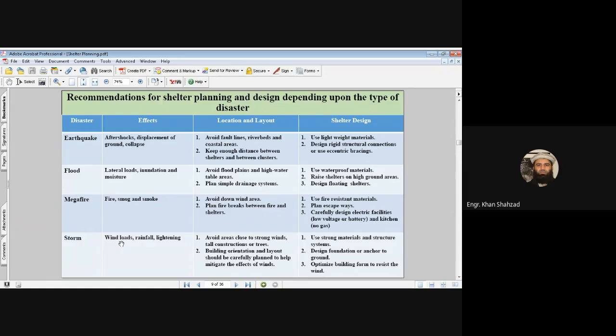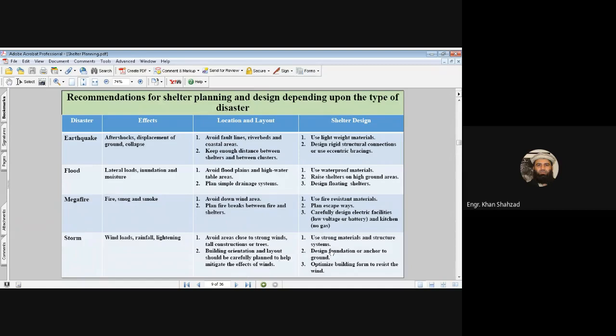Wind loads, it can cause wind loads on these shelters, it can cause rainfall, and it can cause lightning. So to avoid areas close to strong winds, shelters should not be made in such places where there are chances of strong winds, near the tall constructions or trees, so as to avoid the secondary disaster. Building orientation and layout should be carefully planned to help mitigate the effects of winds.